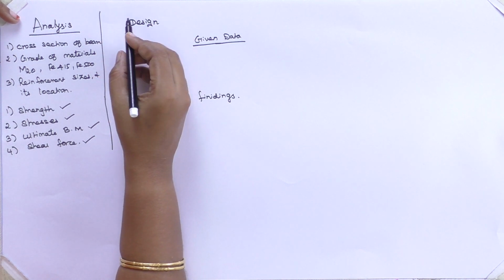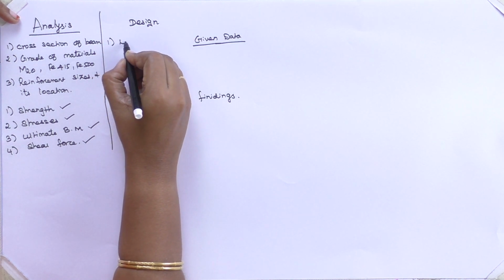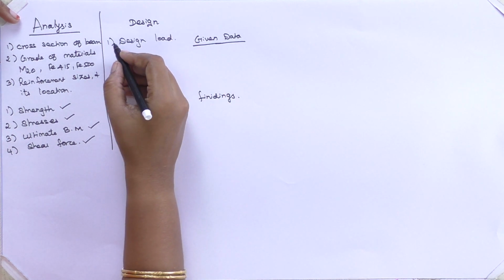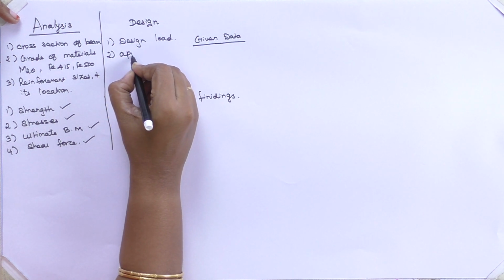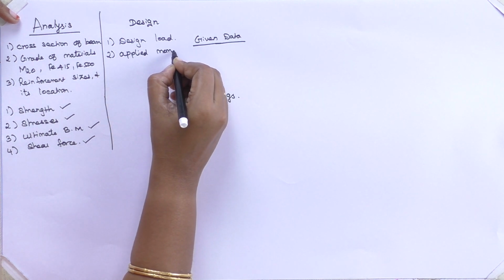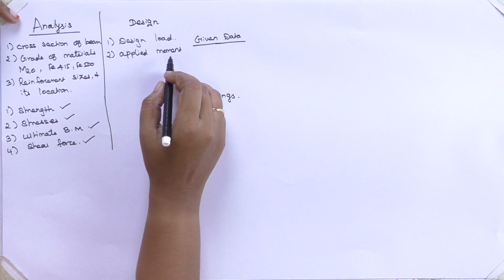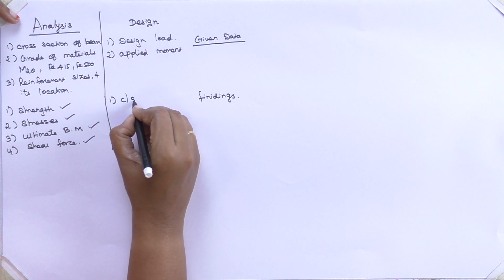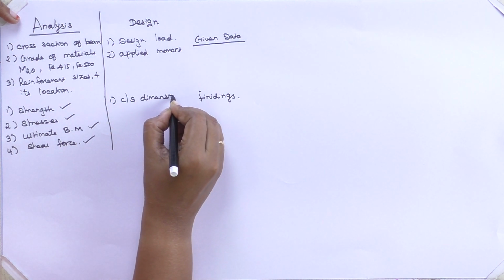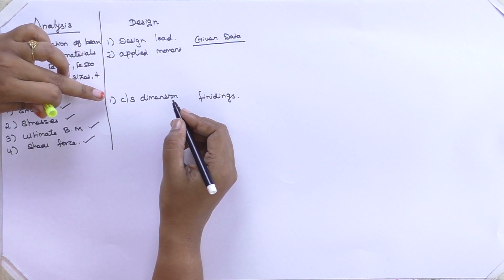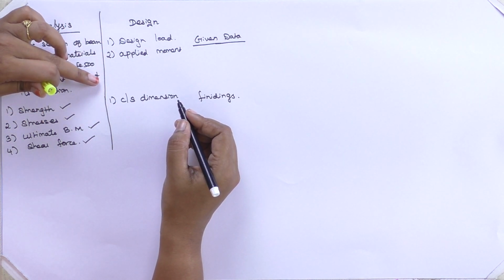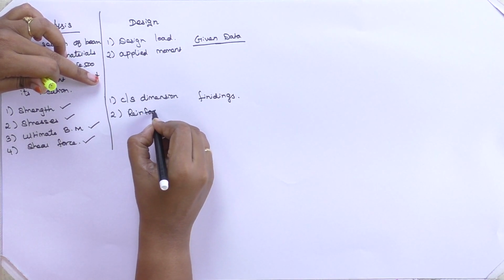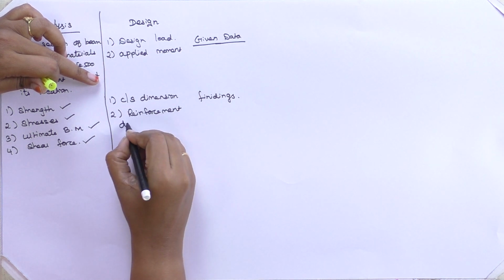Let me come to the design part. The design part gives you the design load, for what type of load this structure is being constructed. Then the second one, applied moment. These are the given data for the structure to be designed. The findings are the cross-sectional dimensions. For a particular load, what type of cross-sectional dimension should be adopted is taken care of in the design part. Then the reinforcement details.